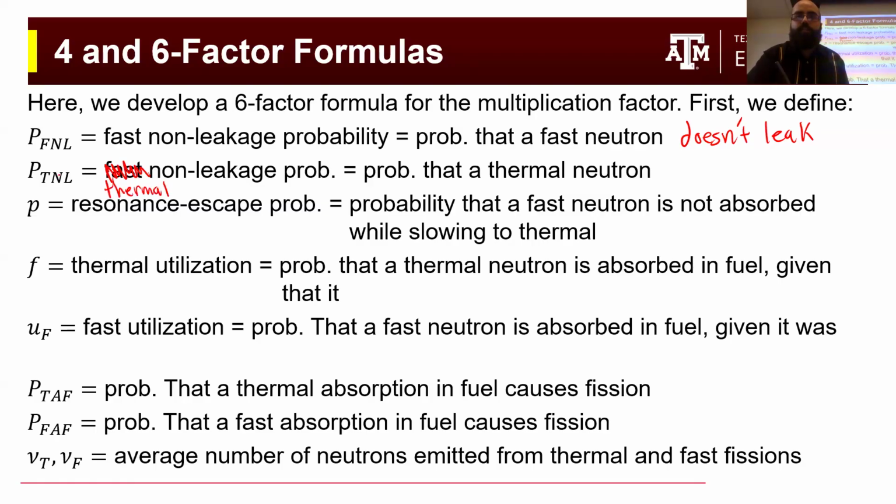T sub NL is the thermal non-leakage probability. F sub NL is the fast non-leakage probability. As the name suggests, it's the probability that a neutron doesn't leak. Little p is the resonance escape probability. It's basically the probability that a neutron is not absorbed while it's slowing to thermal, given that it didn't already leak.